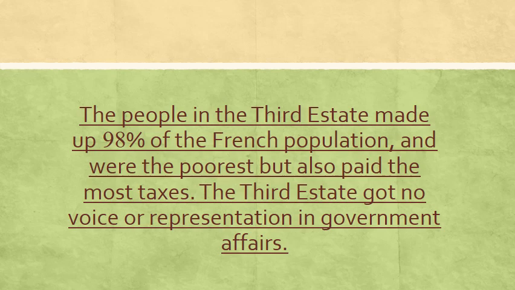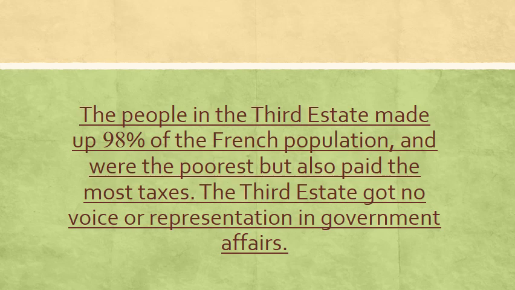And you can write down in your notes that the people in the third estate made up 98% of the French population and were the poorest but also paid the most taxes. The third estate got no voice or representation in government affairs. I'll read that again for you, and it's there for you to write down. The people in the third estate made up 98% of the French population and were the poorest, but also paid the most taxes. The third estate got no voice or representation in government affairs.